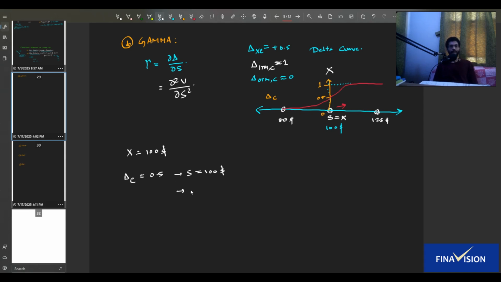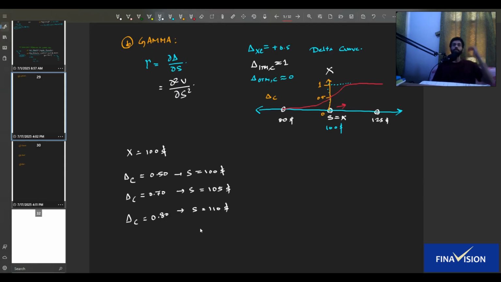Now let's say the price of the stock moves to $105. Now at $105, the probability of the option expiring in the money has increased a lot. So here the delta of the call has increased, let's say to 0.70. Initially it was 0.50 at the money. As the price increased, it became 0.70, right? Now the price increased further, from 105 to let's say $110. Now the delta of the option is let's say 0.8.